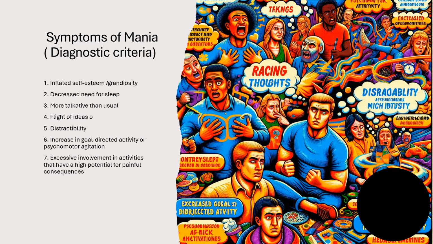They are more talkative than usual, and they may also have pressure to keep talking. They will have a flight of ideas, or there might be a subjective experience that the thoughts are racing. Then they get distracted very easily. They may have an increase in goal-directed activities, or they may have psychomotor agitation. They may have excessive involvement in activities that have a high potential for painful consequences, like making foolish business investments.